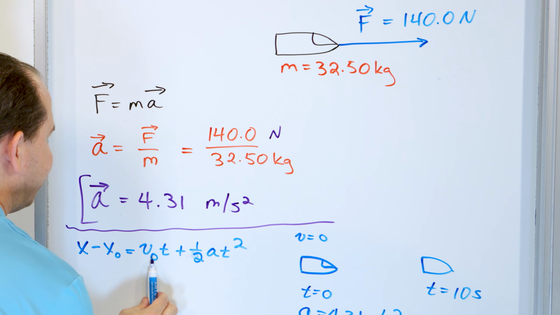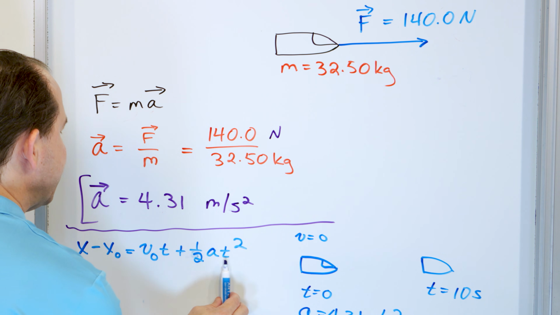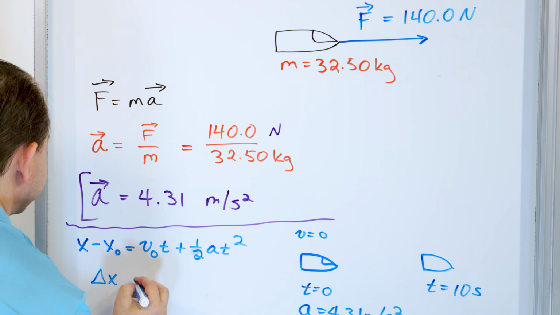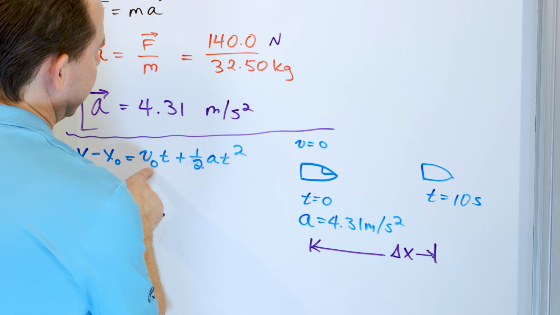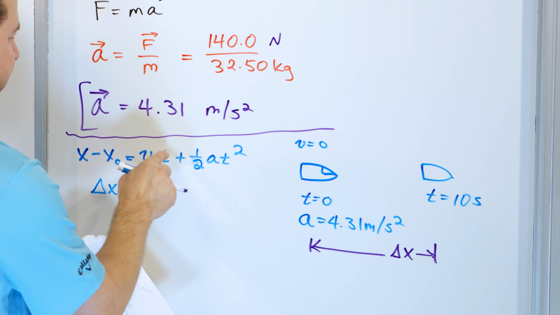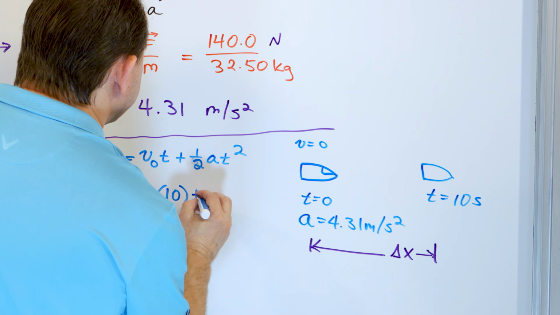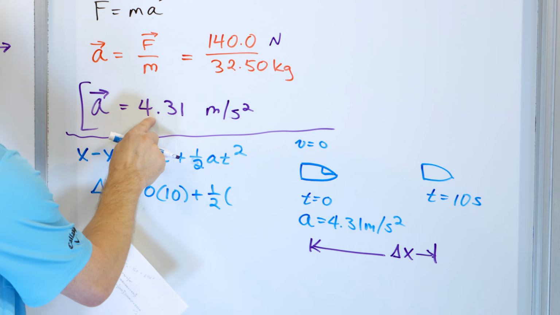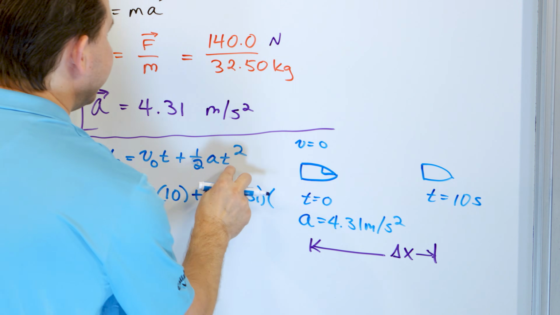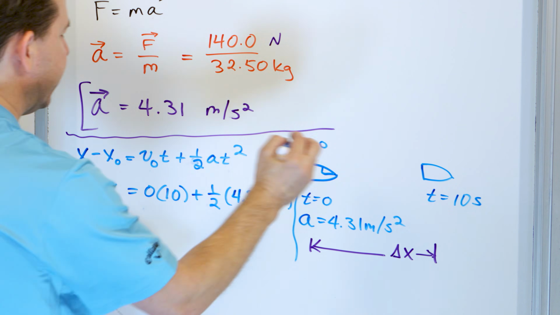When you know an object starts with some initial velocity and it's accelerating and you know how long it takes, then you have everything on the right. And x minus x naught is another way of saying delta x, so you can just write delta x. What is the initial velocity? Well, it's starting off at 0. So 0 times the total time, this is really a delta t, the total time of the movement, 10 seconds, plus 1/2 times the acceleration. The acceleration is 4.31, and the units are correct, meters per second squared. And the time, delta t, is 10, squared.